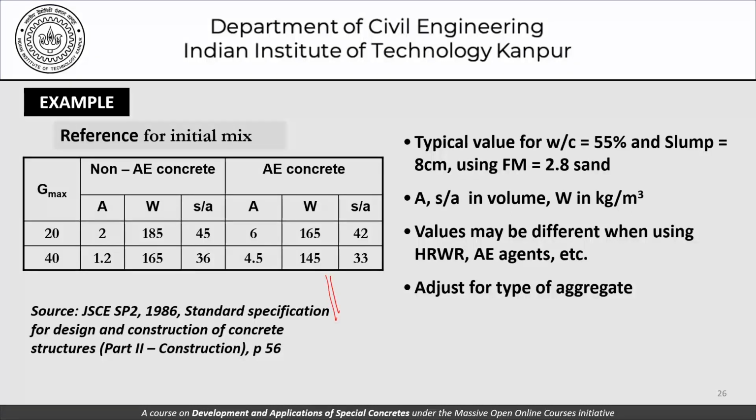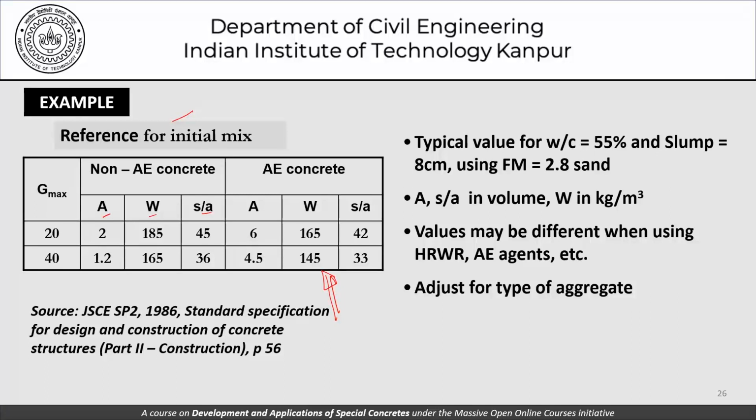Now here is an example of a table which is available to you in different codes or guidelines. This one is from the JSCE SP2, the standard specifications for design and construction of concrete structures. A similar table is available with us in India also. IS 10262 gives you a similar table. The values could be slightly different. Please do check it out. What this tells you is that for an initial mix, these are the values of air content, the water content and the S by A that you can use.